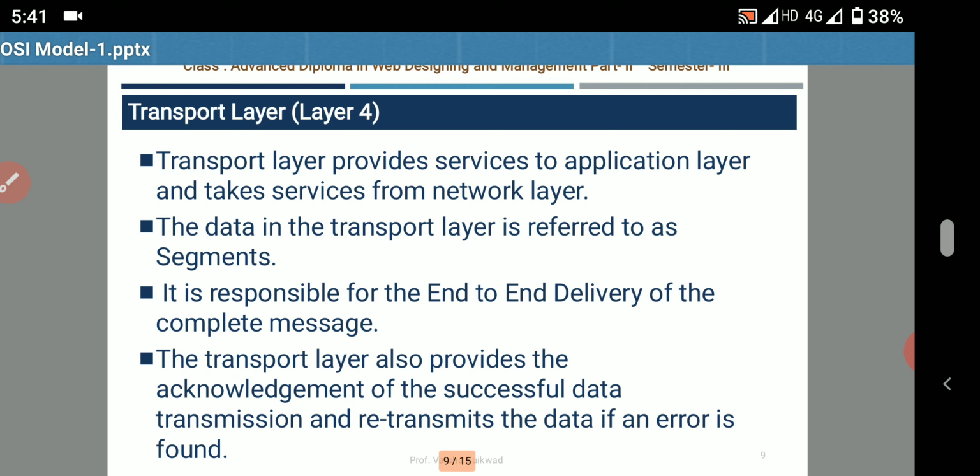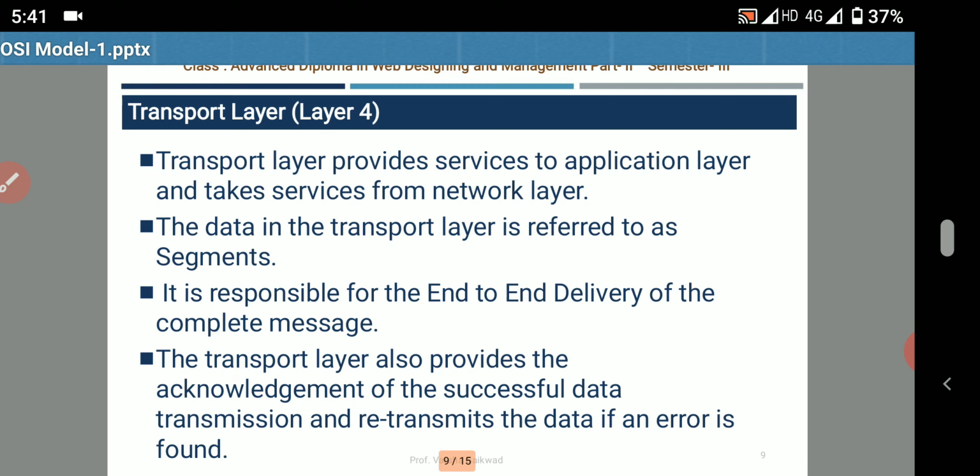It is responsible for the end-to-end delivery of the complete message. The transport layer also provides the acknowledgement of the successful data transmission and retransmits the data if an error is found.